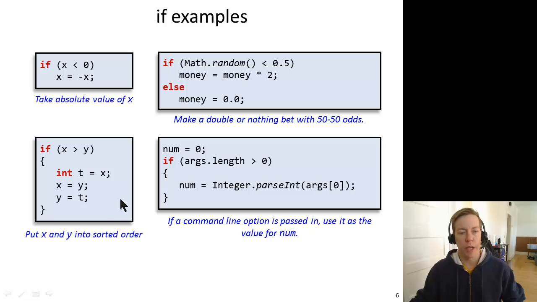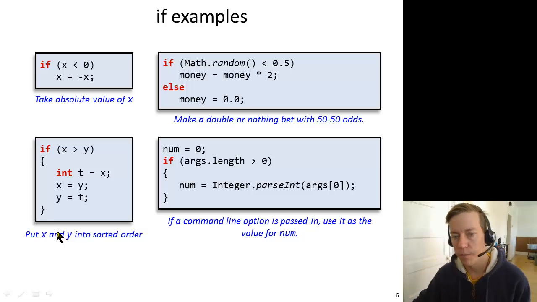Here's an example of putting x and y in sorted order. We have some variable x and some variable y, and what we end up having happen is have x be the smaller of the two. We've actually used another variable, t here, a temporary variable, to help us. We copy the value x into t, then we copy the value of y into x, and then we put into y the value that used to be in x. And this will result in x and y being in sorted order.